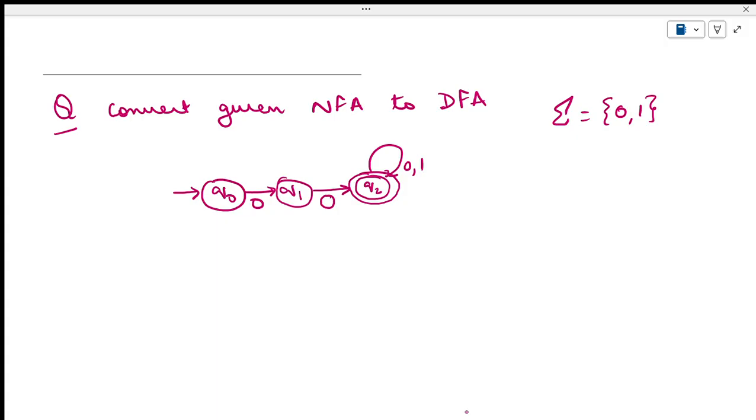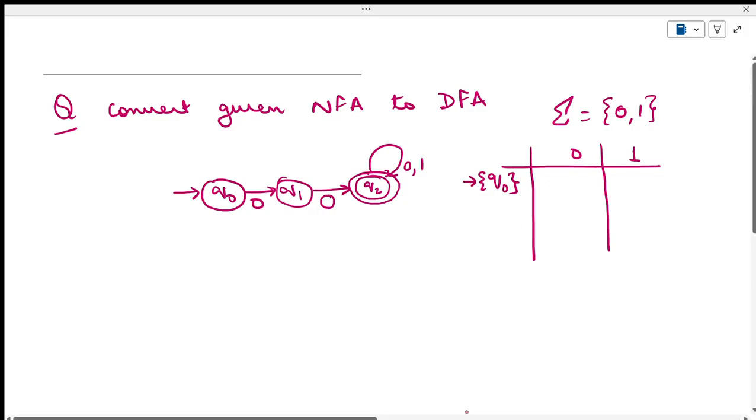There are two symbols in the alphabet set, so make these two columns here. Start from Q0. See the diagram. Q0 is the initial state. Q0 on reading 0 is going to state Q1. Q0 on reading 1 does not have any transition on symbol 1, so phi.